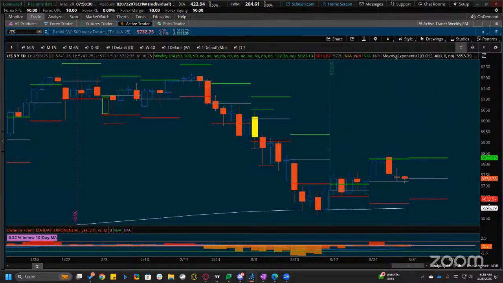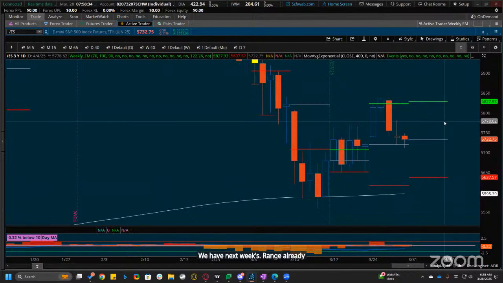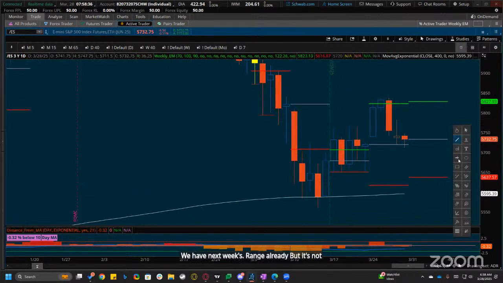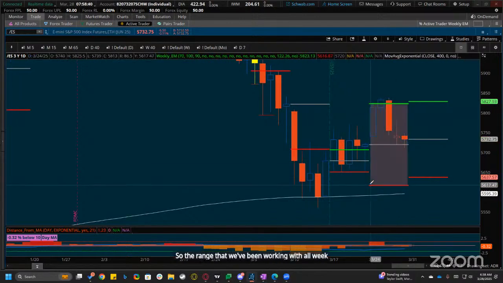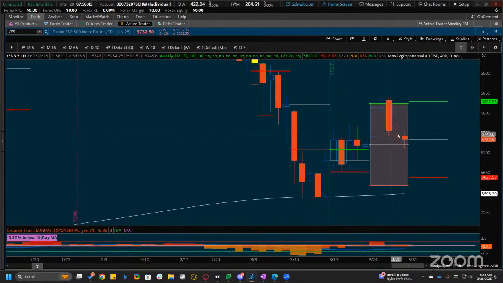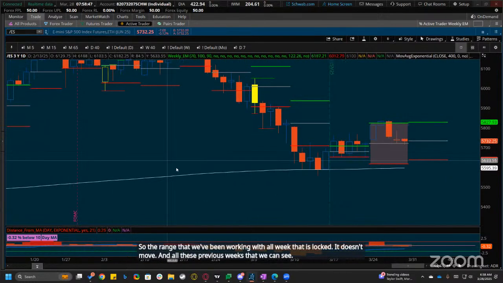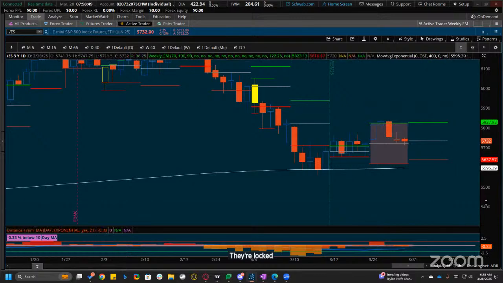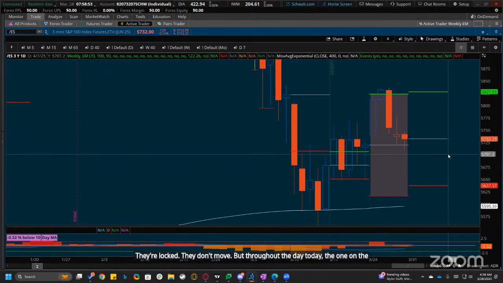We have next week's range already, but it's not set in stone yet. So the range that we've been working with all week, that is locked. It doesn't move. And all these previous weeks that we can see, they're locked. They don't move. But throughout the day today, the one on the right here, it's going to continue to move.